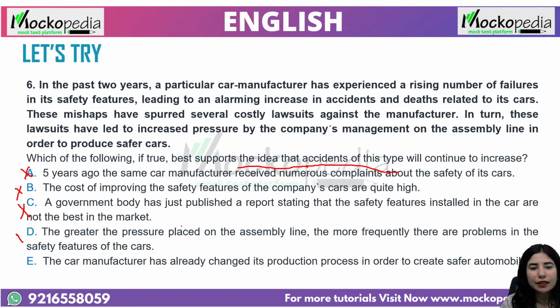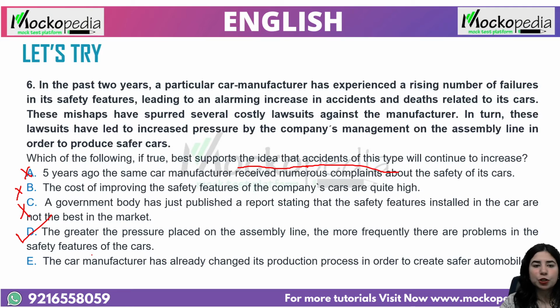Coming to D, the greater the pressure placed on the assembly line, the more frequently there are problems in the safety features. So the more pressure you put, the more performance will worsen, meaning there will be more problems in the safety features. So this we can keep. If there are problems in safety features, then in turn there would be more accidents, so we can keep D.